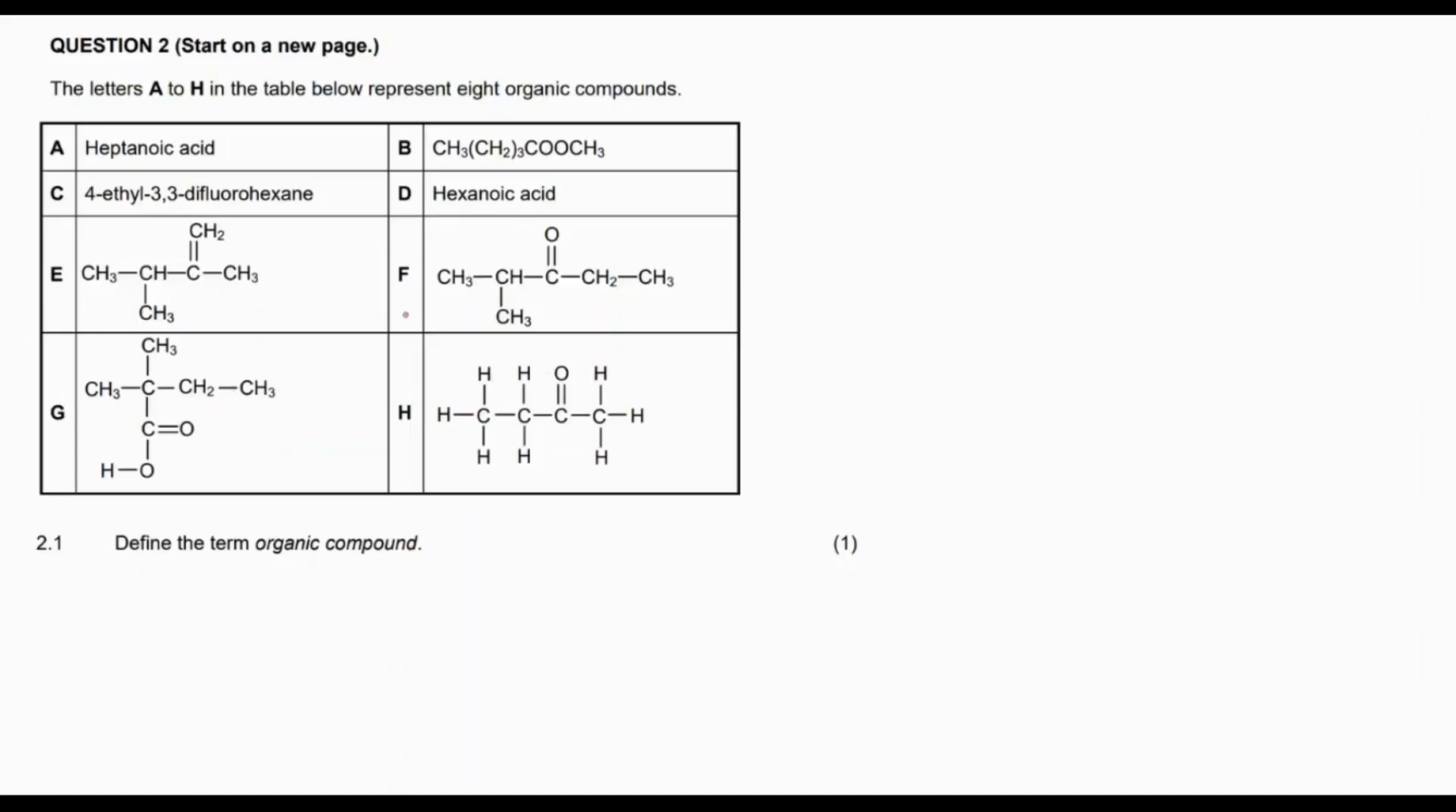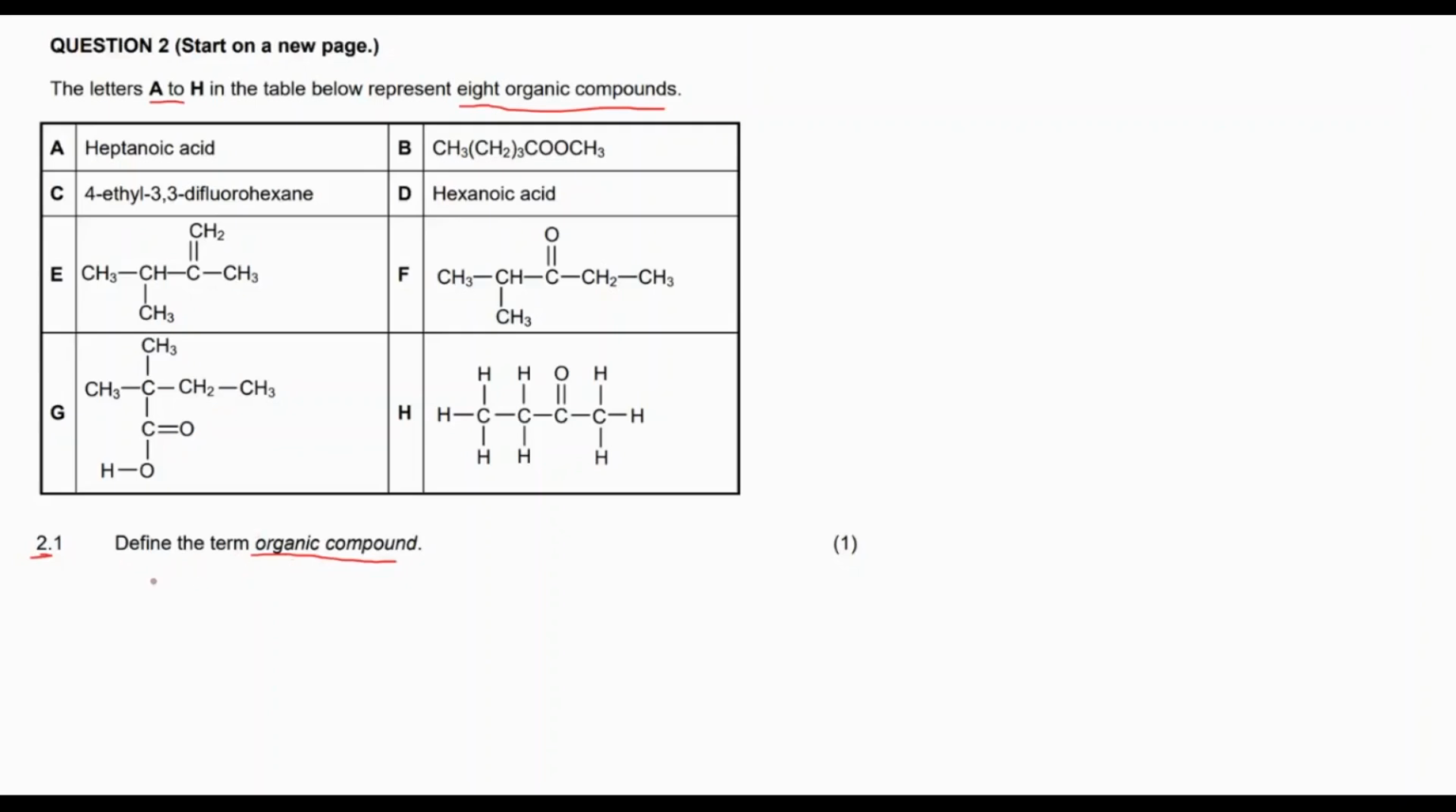Hello everyone, let's do question 2.1. The letters A to H in the table below represent 8 organic compounds. So we have these compounds A, B, C, D, E, F, G, H. Okay, we'll discuss these compounds as we answer the questions. The first question says, define the term organic compound. What is an organic compound?